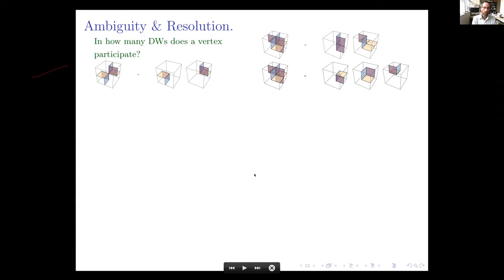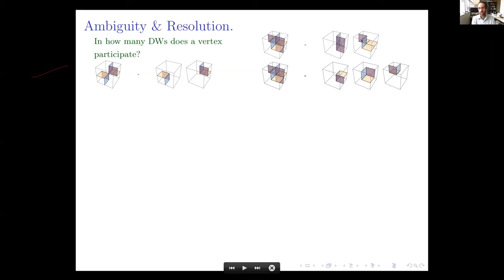So if I look at a single vertex here on the dual lattice, I have to ask how many domain walls does it participate in? And in this configuration, clearly it's two, right? We have to count this vertex once for this domain wall and once for this part of the domain wall. But for this configuration here, it's less obvious. In particular, we could resolve it either into this plus this or this plus this plus this, in which case it would contribute either two times or three times to the total Euler characteristic.